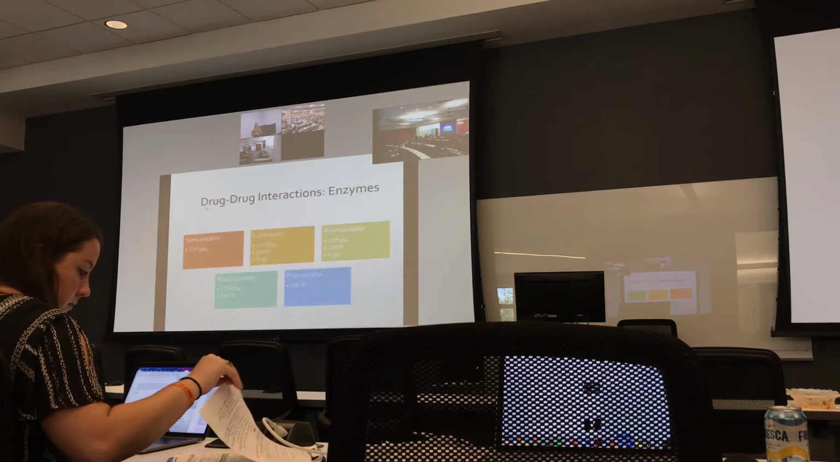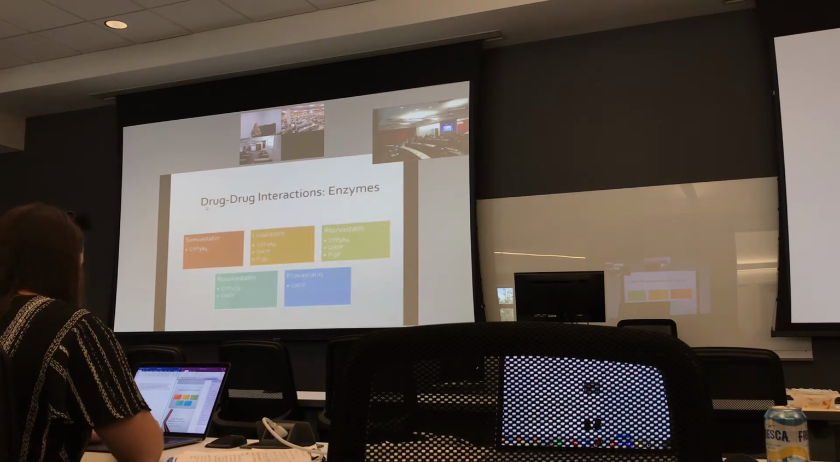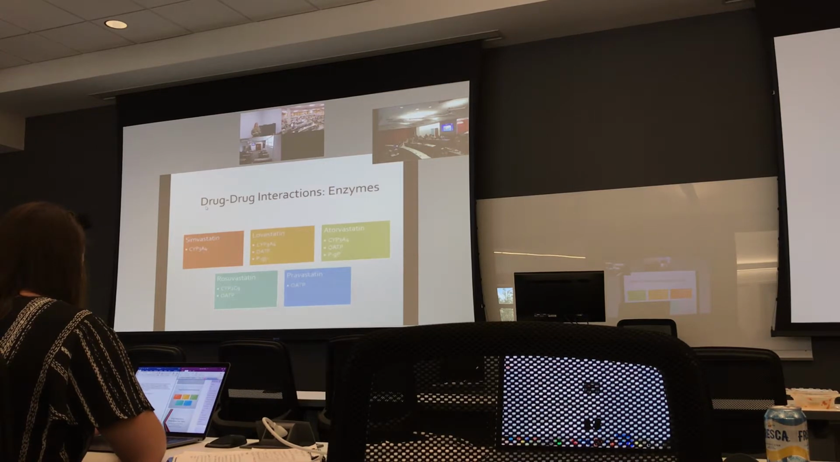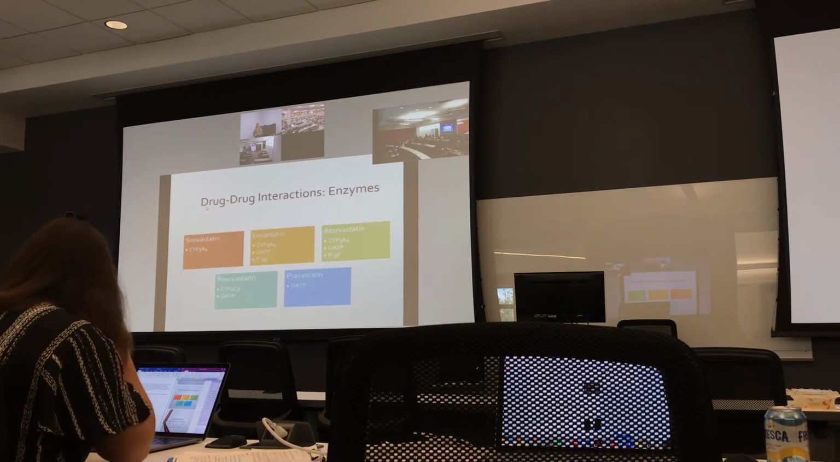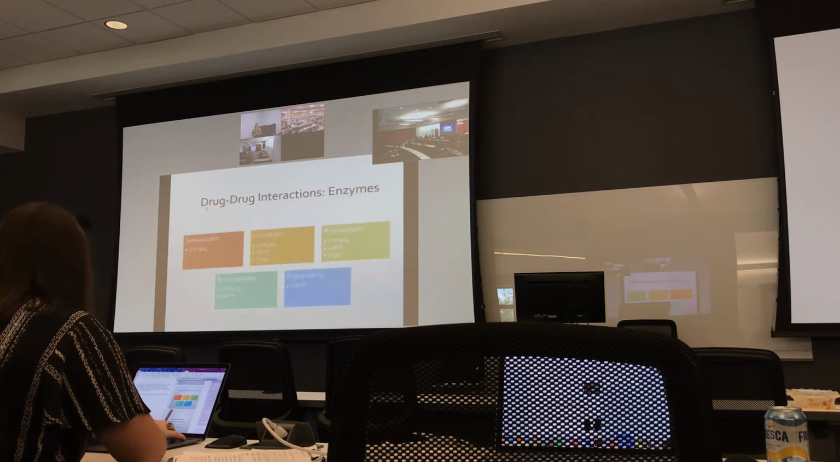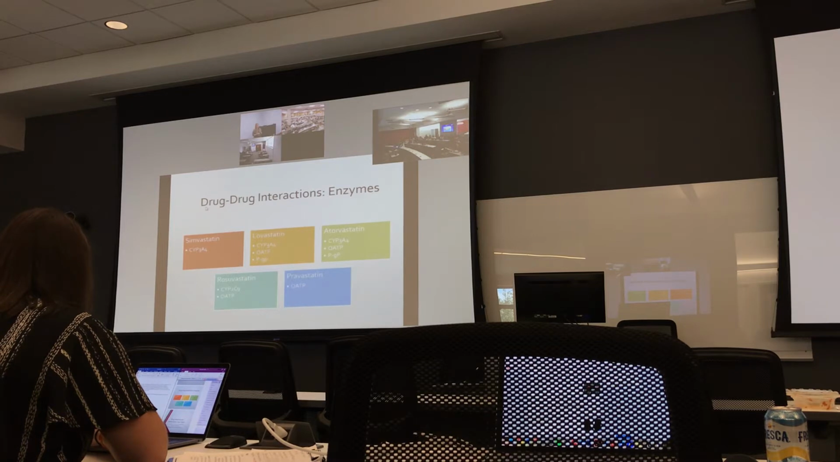The way that I memorize this is that simvastatin, lovastatin, atorvastatin all go through 3A4. They have huge drug interactions. Simvastatin, lovastatin, atorvastatin all have lots of drug interactions because they go through 3A4. And rosuvastatin has drug interactions with 2C9, and pravastatin does not use the CYP enzyme. Okay?